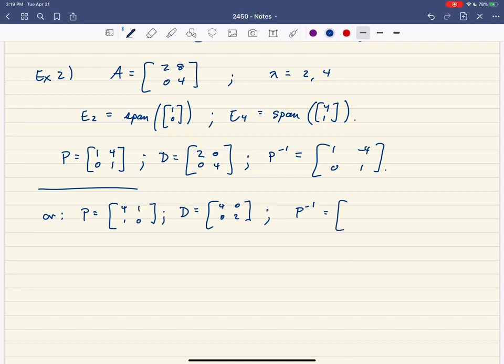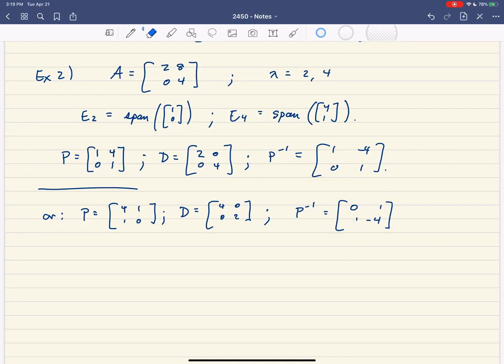You switch the entries on the main diagonal, so it's 0 and 4. And then you multiply the non-diagonal entries by -1, and then finally I have to multiply everything by the determinant of the original matrix P, which is -1. So that makes it 0, 1, 1, -4. So it turns out that's our inverse.